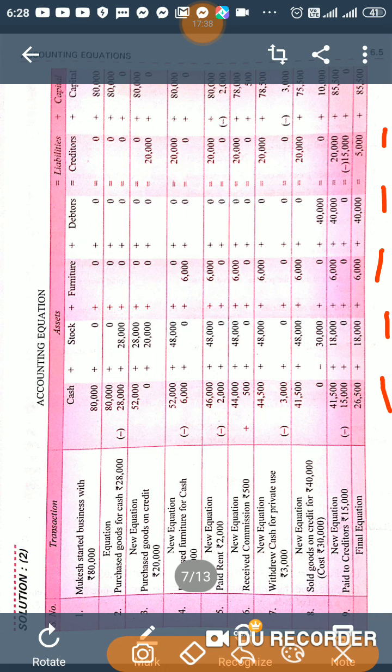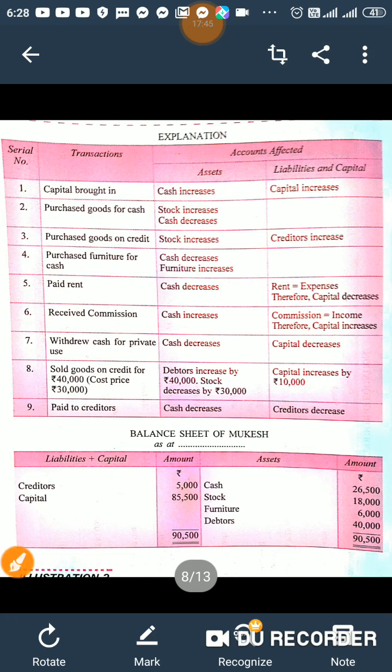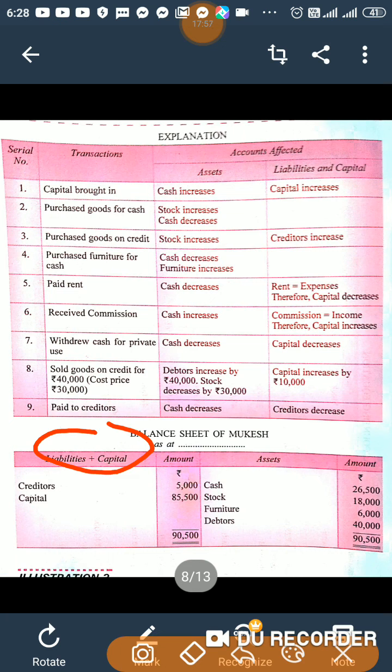This final equation balance will be shown in the balance sheet, because the question also asks to prepare a balance sheet. So in the balance sheet you will write balance sheet of Mukesh as at, date is not given in the question, so you leave it. And on this side you will write liabilities plus capital, or simply liabilities you can write, and on the right side you will write assets. Then you will write, from the final equation, all the names of the assets: cash, stock, furniture and debtor, and you will write the final equation amounts.